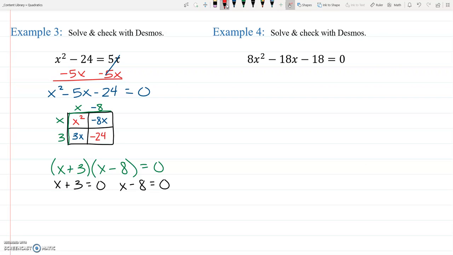Okay, now I just solve them both. And we're probably at a point where we can solve these in our head if it's a one-step equation. I've got a minus 3 on both sides, so I get x equals negative 3 as one of my answers. This one I'm going to add 8 on both sides, so I'm going to get x equals positive 8 as an answer. And I'm done.